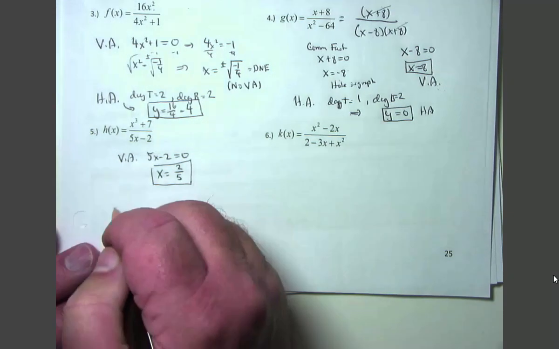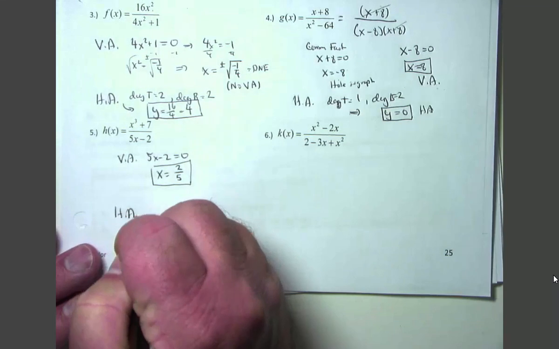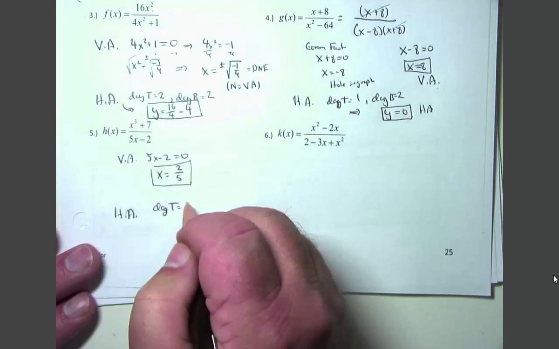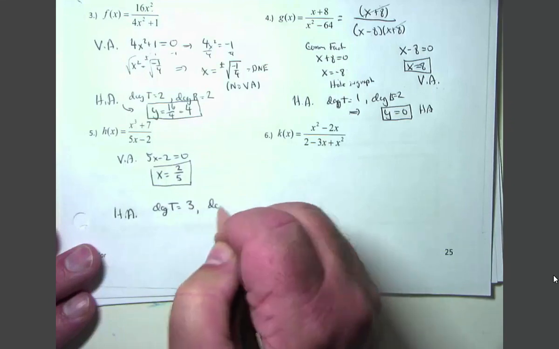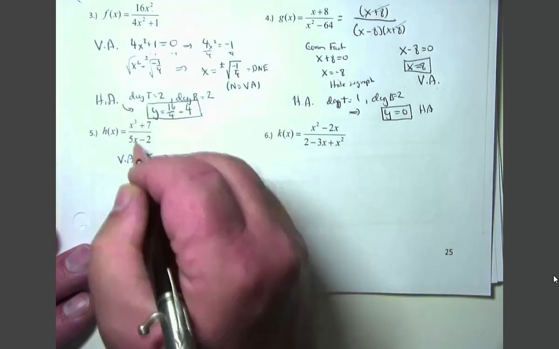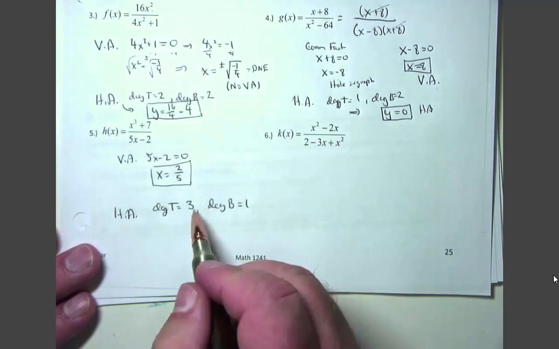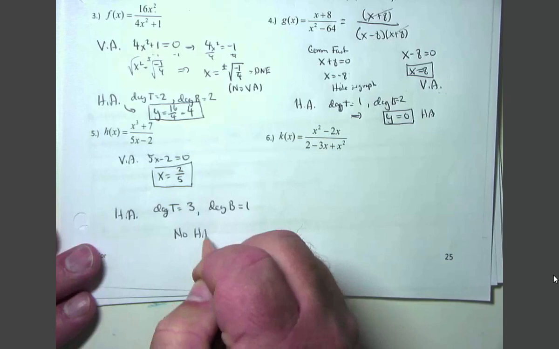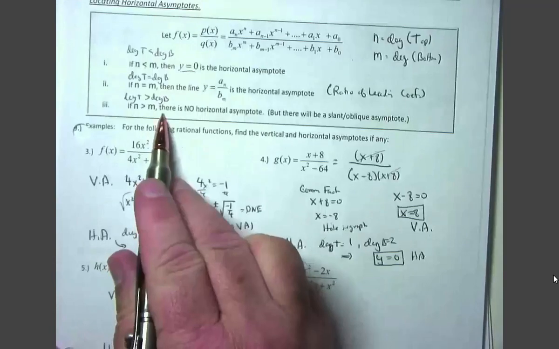For the horizontal asymptote, however, the degree of the top is what? 3. The degree of the bottom, the denominator, is 1. And when the degree of the top is bigger than the degree of the bottom, there is no horizontal asymptote. It's right off the theorem here.